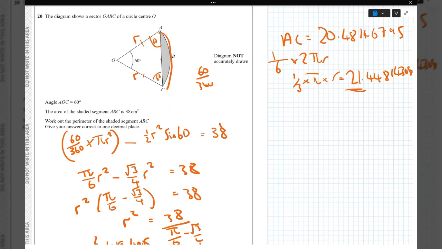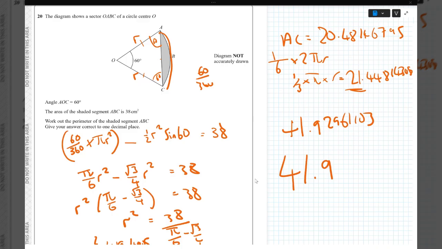The other value represents the distance AC, so I'm adding 20.48146795. That gives me 41.92961103, and then to one decimal place, 41.9.